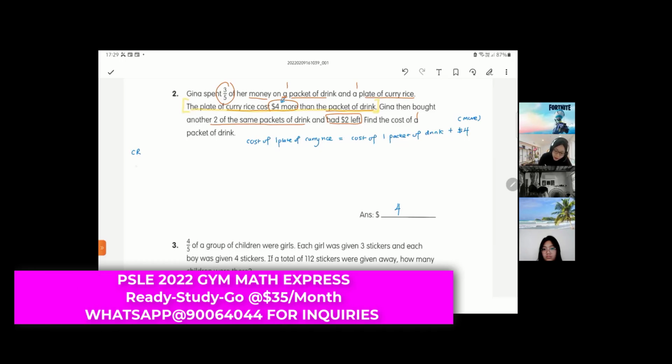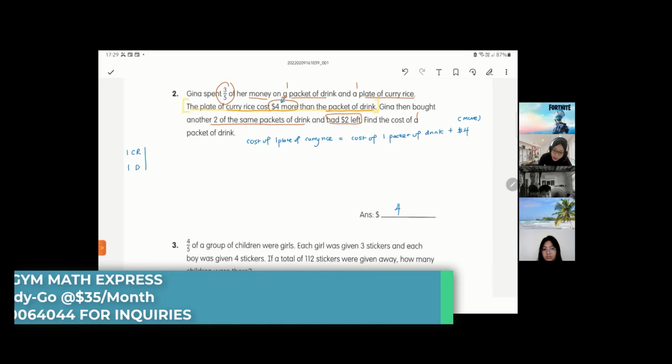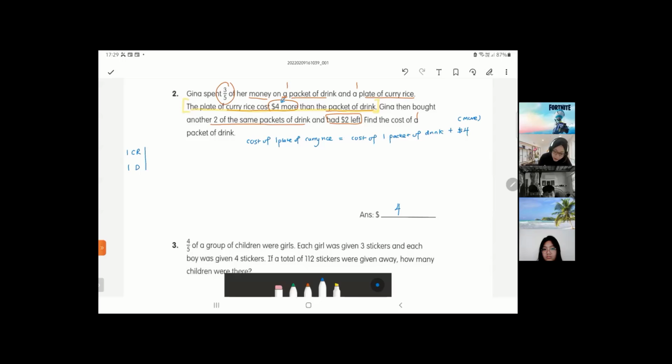Curry rice, drink. One curry rice, one drink. At this stage, you shouldn't be copying. You should be listening. So curry rice is like this. Drink is like this. But who is more? Curry rice is more with $4. So this is exactly what I'm trying to say in this statement.